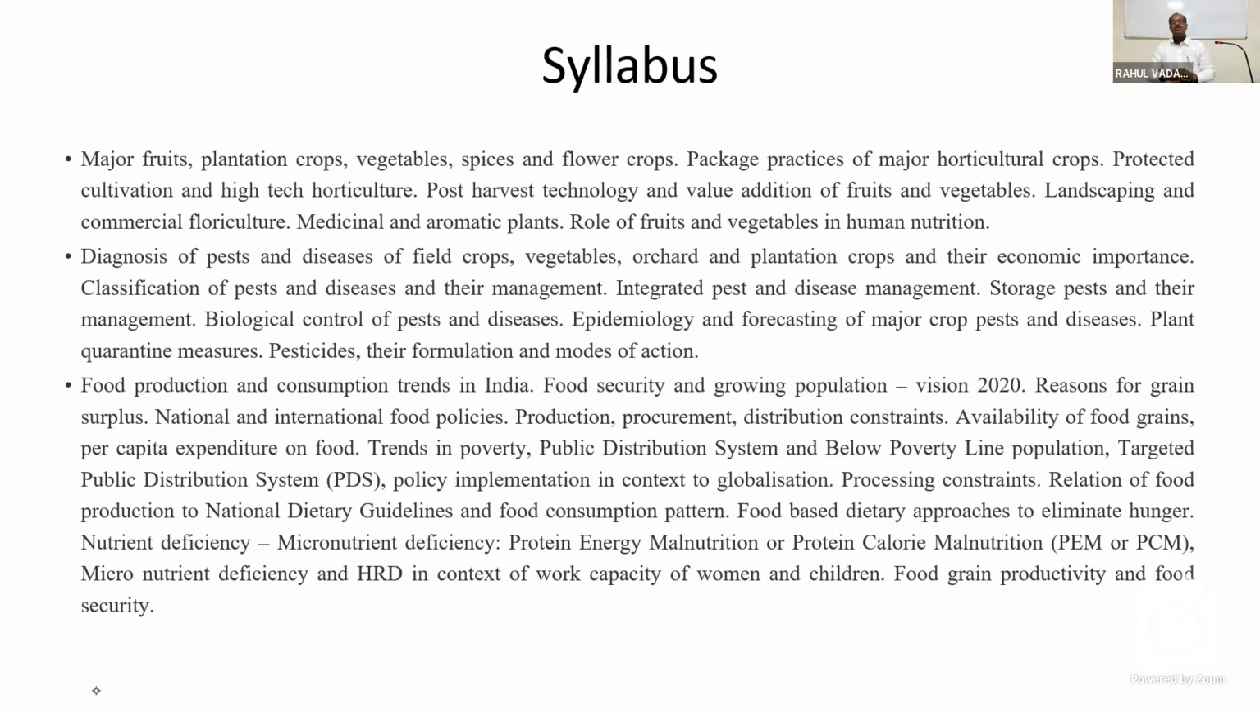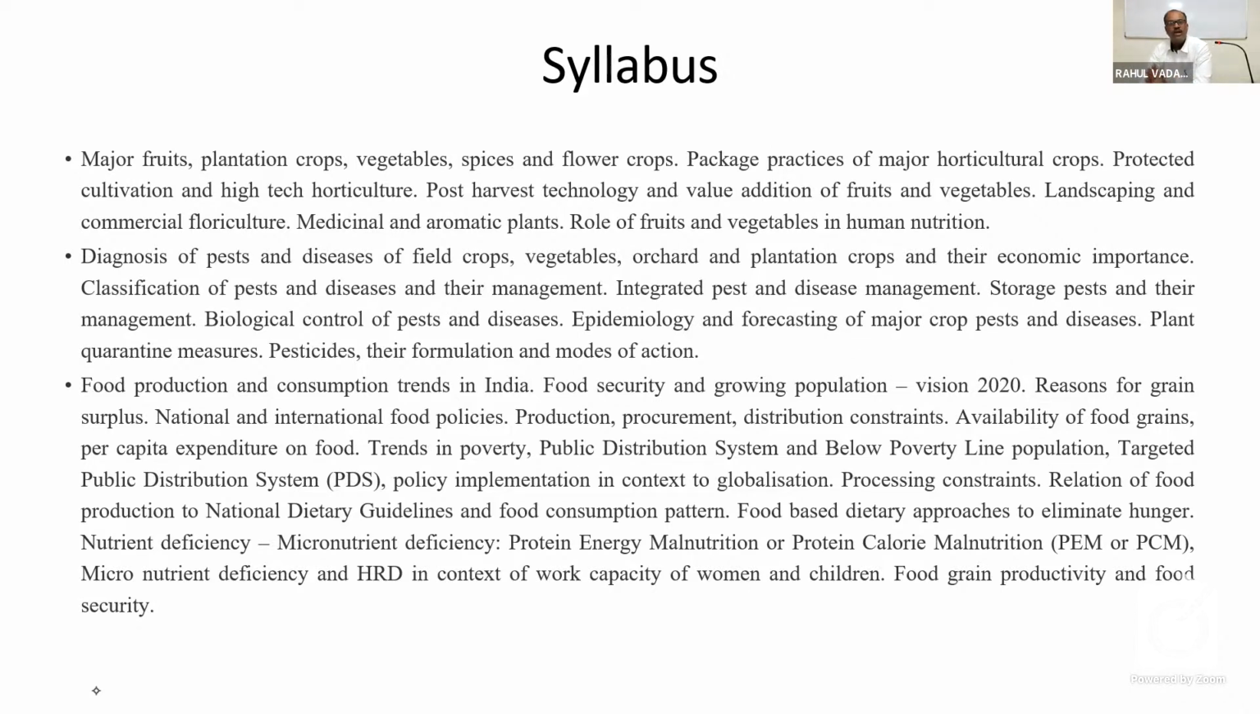Storage grain pest, storage pest. The question can be asked. A very important topic. We have to do it in depth. So, what are the different storage practices? External feeder, internal feeder. The different pests are there. So, how they feed on the grains. So, what are the control measures? So, what are the differences between 2 different pests? Okay. So, the question will be asked on this.